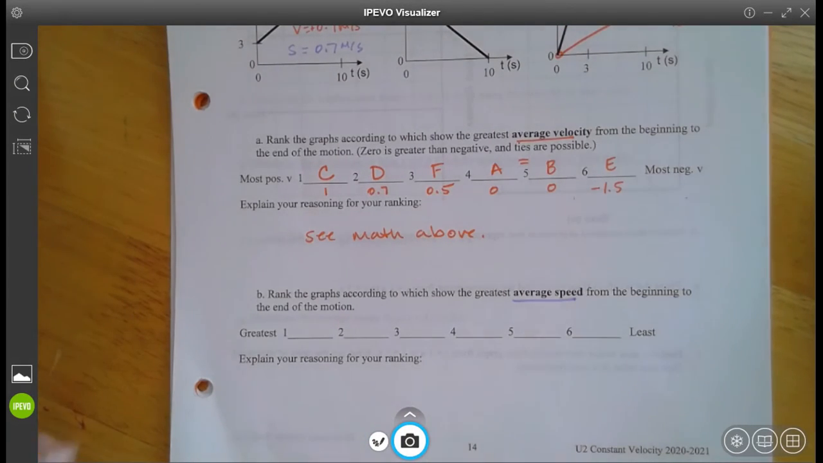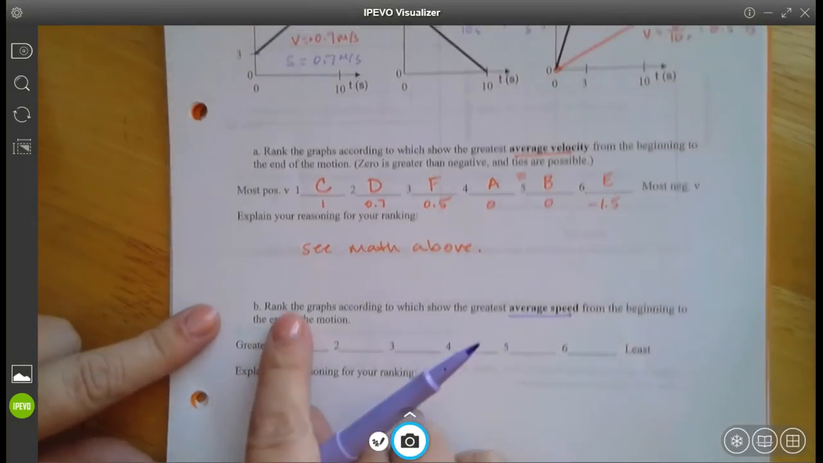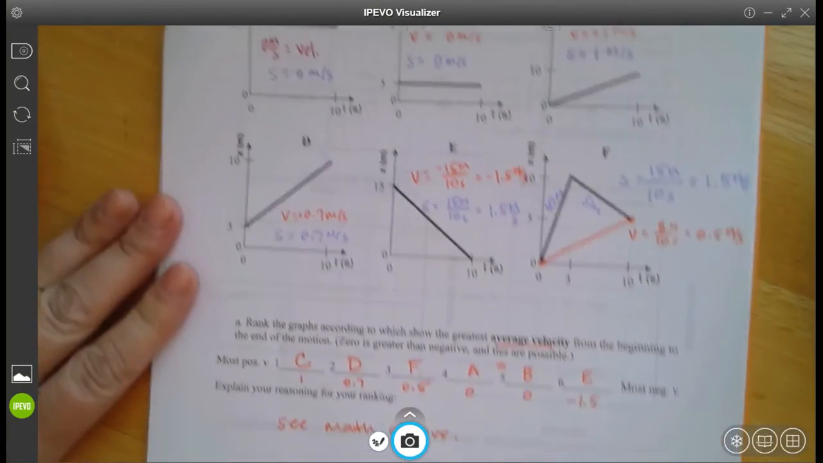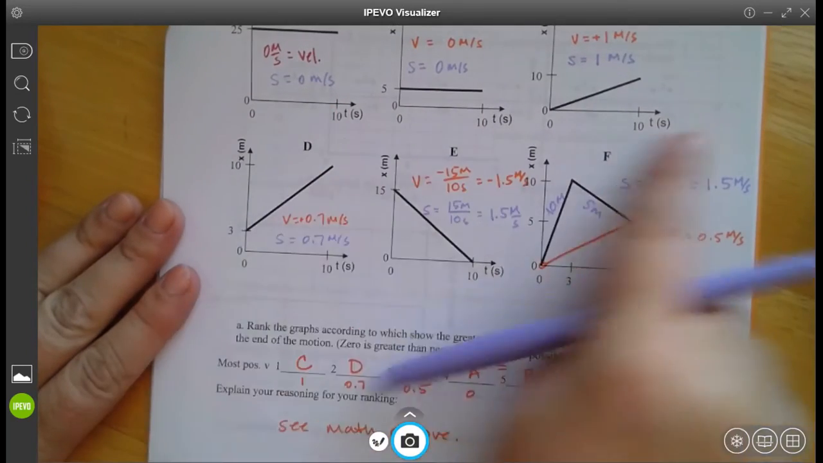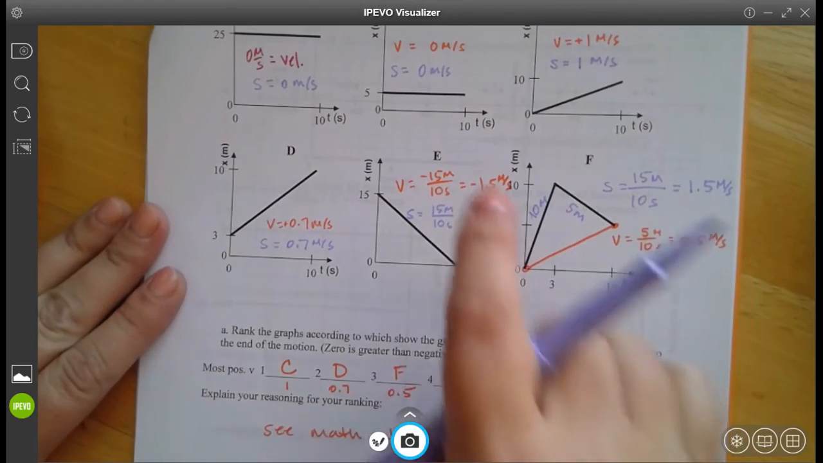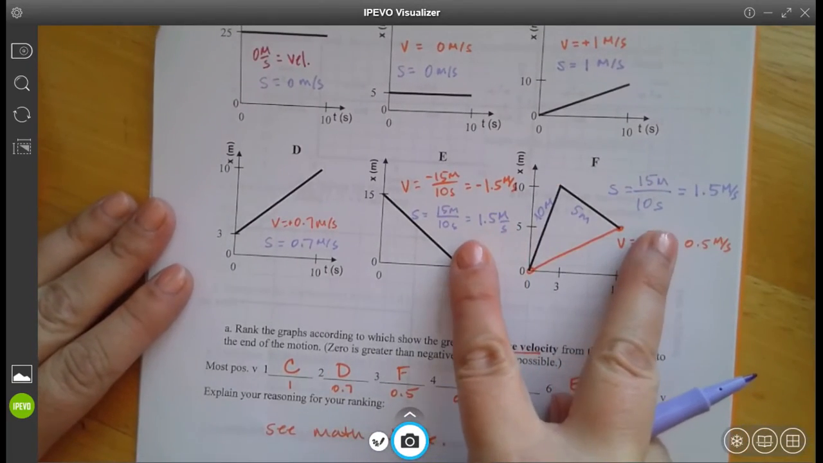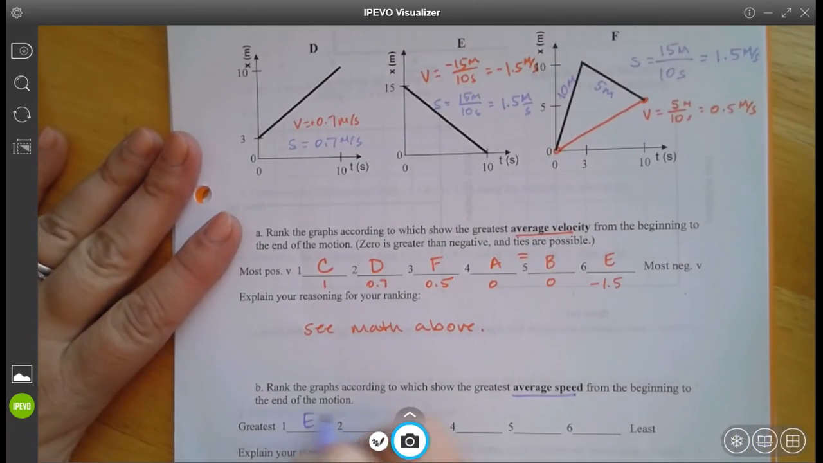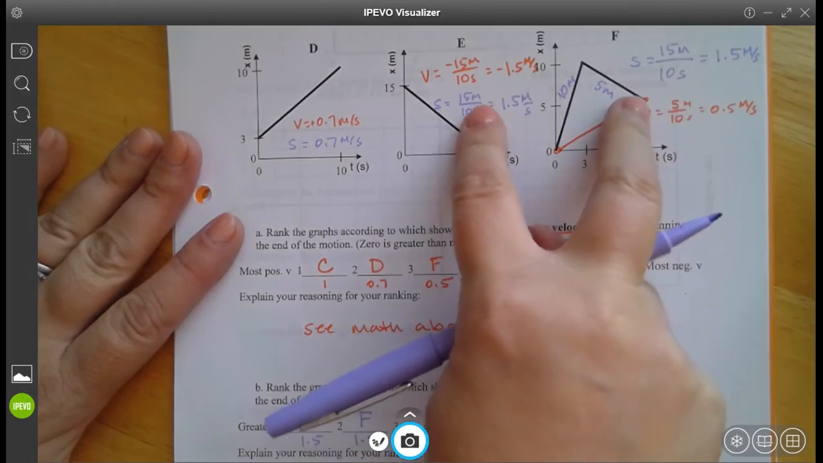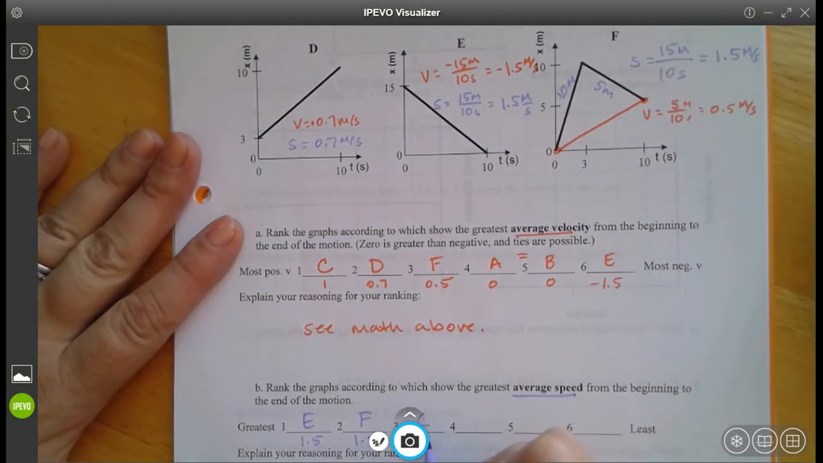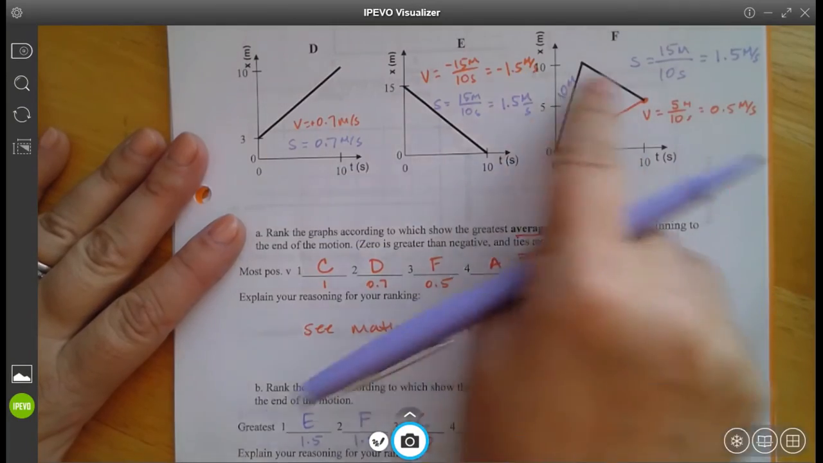Okay, so for average speed down at the bottom, this one's going to be different. I did it in a different color. That's one way I like to use extra colors. I calculated all of my speeds up here, and I'm going to start from the greatest to the least. Turns out I've got two that have a value of 1.5, E and F. So I'm going to write E and F first. 1.5, 1.5. My next one is C, which has a velocity of 1.0 meters per second.